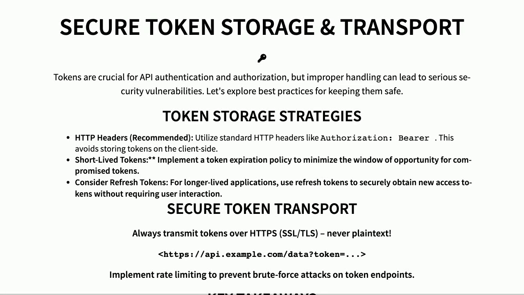Okay, so when it comes to API security, tokens are really important. They are what allow your applications to access data securely. But you need to be super careful about how you store and transport these tokens. The best practice is to send them as part of the HTTP request, typically in a header like Authorization: Bearer. Think of it like giving a key. You don't want to write it down.